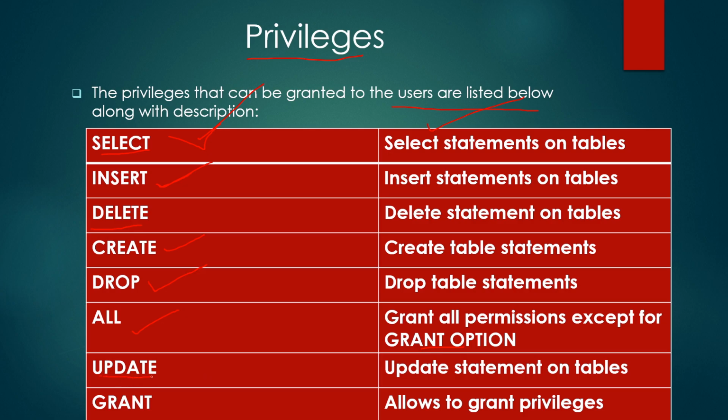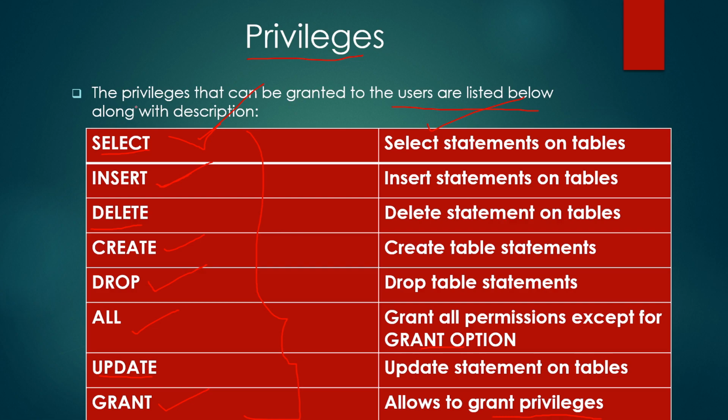Then we have update. Update is used whenever you want to update some data in your table. At that time you can make use of this. And then at last we have grant. It allows you to grant privileges. The one who has this grant privilege can grant privileges to other users. So these are the privileges that can be granted to a user.